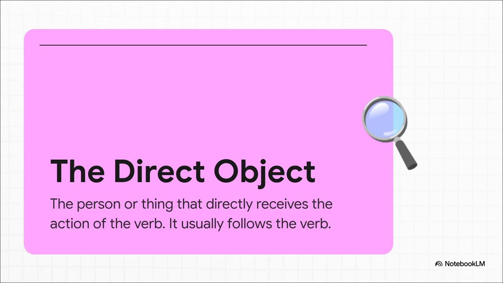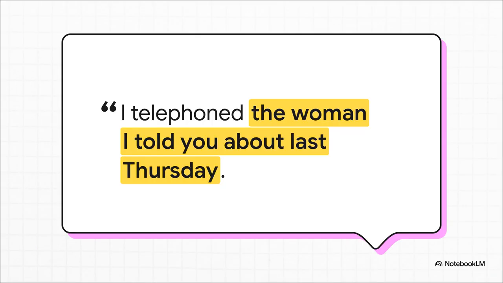Okay, next player, the direct object. So if the subject is the one doing the action, the direct object is the one receiving that action. It's on the receiving end, and you'll usually find it hanging out right after the verb. And look who's back. See this? The exact same block of words from before is now playing a completely different part. I is the subject now, the one doing the phoning.